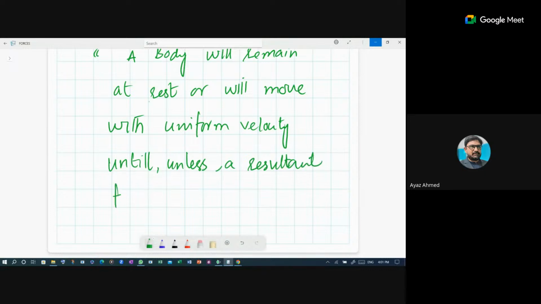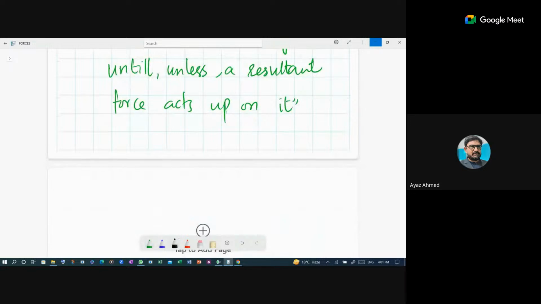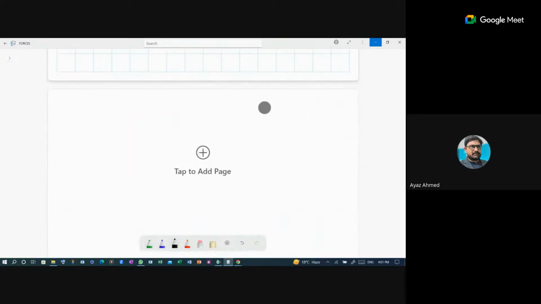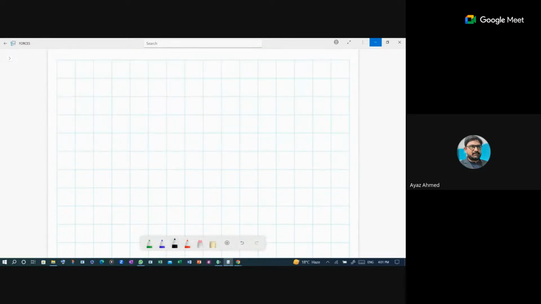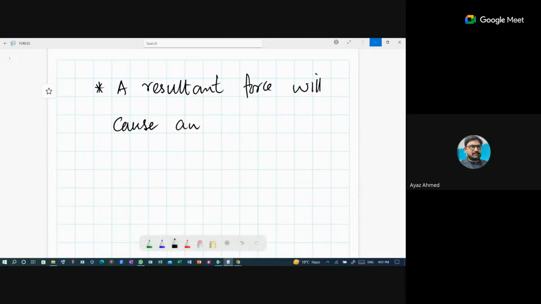Okay. So simply speaking, when a resultant force acts on a body, it will change the motion of the body. If there is a resultant force, that resultant force will change the direction of motion of the body. So I can say that a resultant force will cause acceleration. What will happen when a resultant force is applied? A resultant force will cause an acceleration.